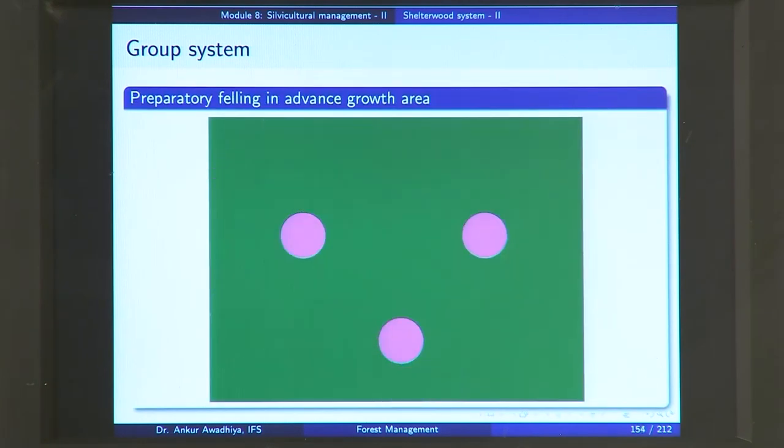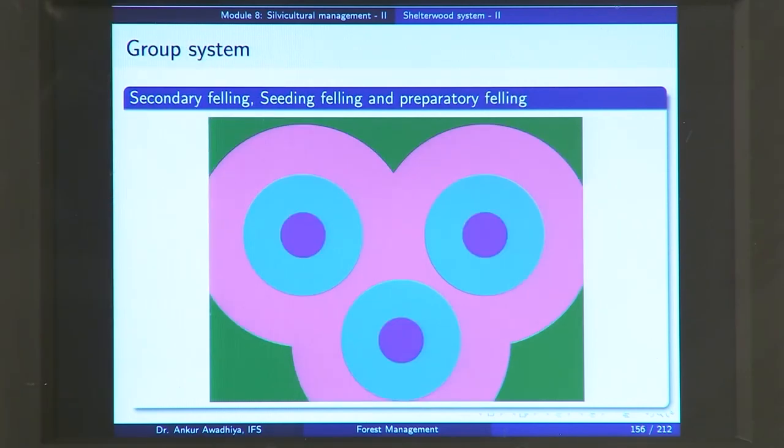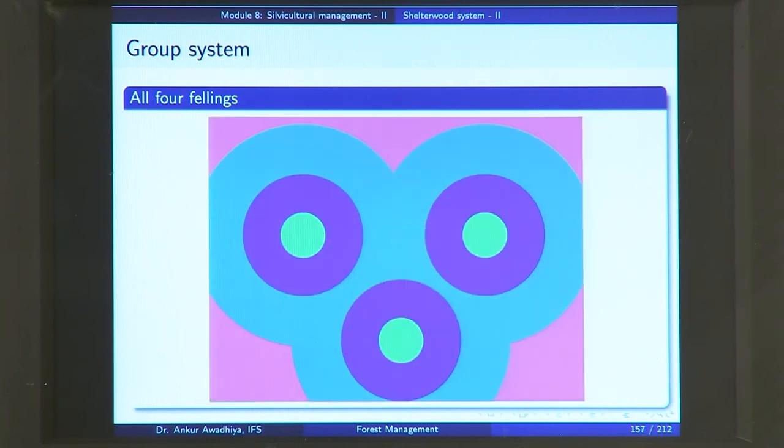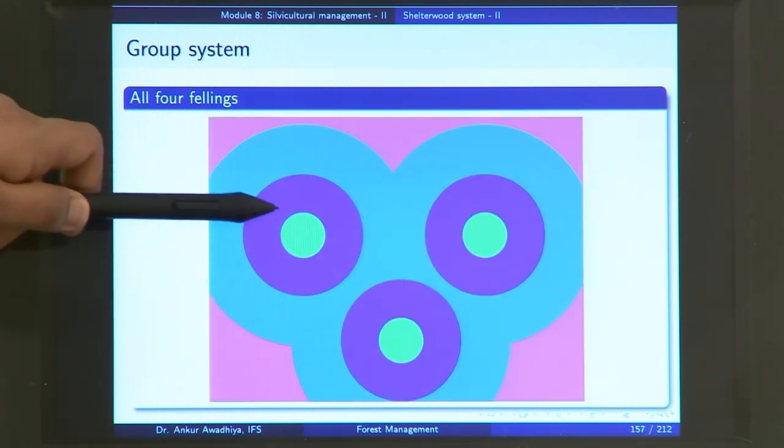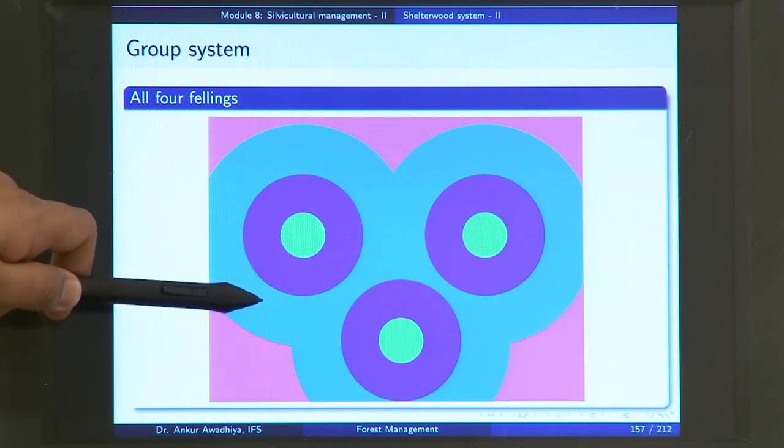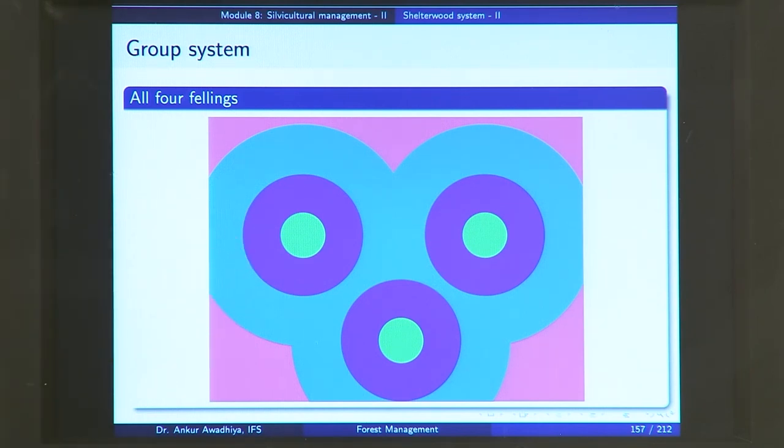Why? Because in all of these stages you are moving through the whole of the forest. So, even when you have done all the four fellings, you have to go to the central area, you have to go to this area, and this area. Everywhere you are doing these fellings, and once you have done the felling, to extract the logs, to extract the timber, you might have to drag them out, or even to do the fellings you might have to take heavy machinery inside. To move the logs you might require heavy trucks inside.